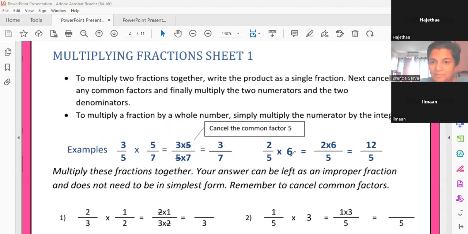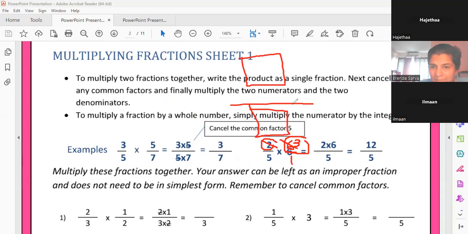2 over 5 times 6. And this 6, look here. It's 6 over 1. Okay, but I cannot simplify. I cannot crisscross. Or I cannot cross the 2 and the 6 and say this is 3. Can't do that. Because both numbers are on top. Okay, you can only do this if one is a numerator and the other one is a denominator.